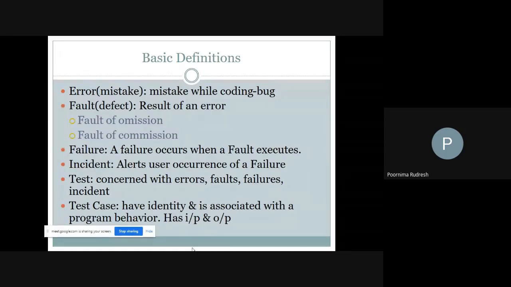Suppose I ask you to perform the addition of two floating point numbers, then you have to give two floating point numbers as the input, and you get the corresponding output. So to test the behavior of the system, or of whatever program you have written, we use different test cases.